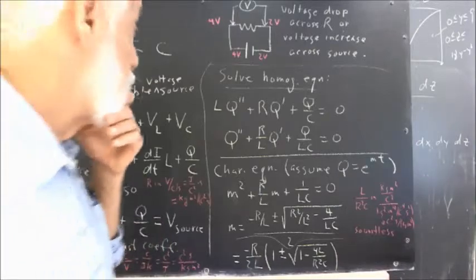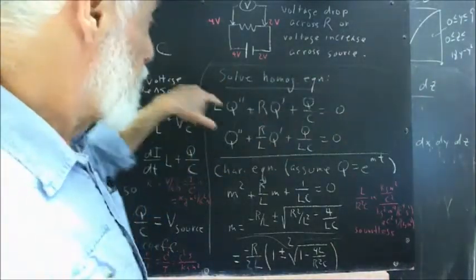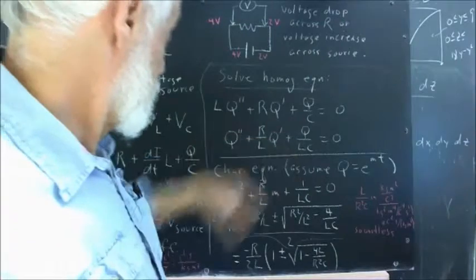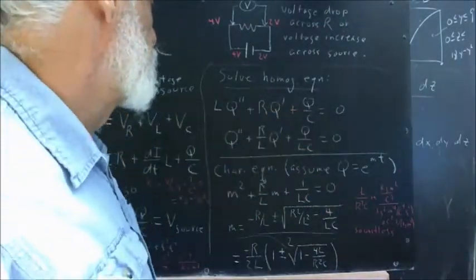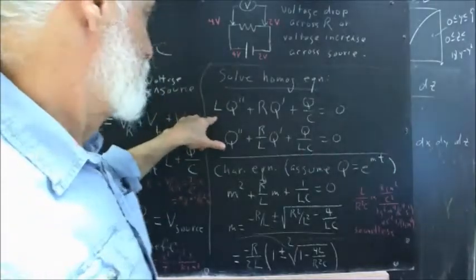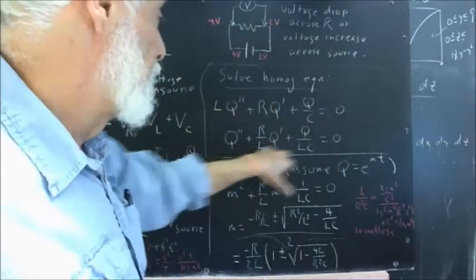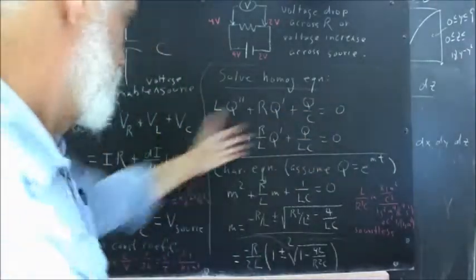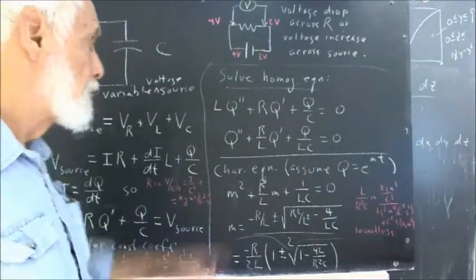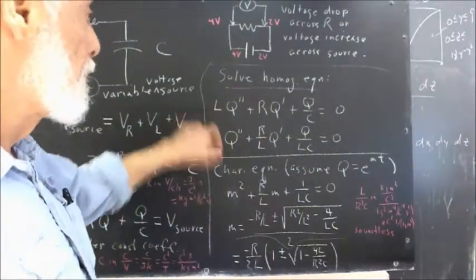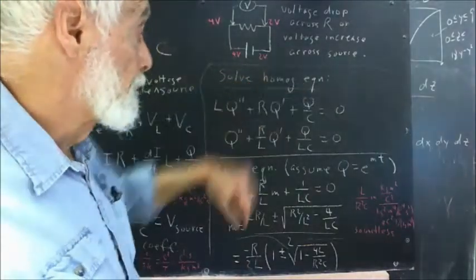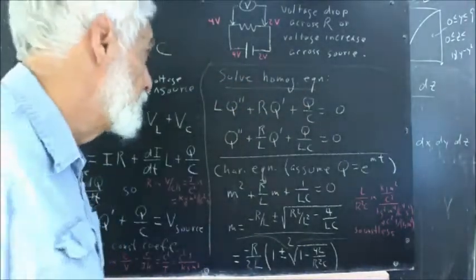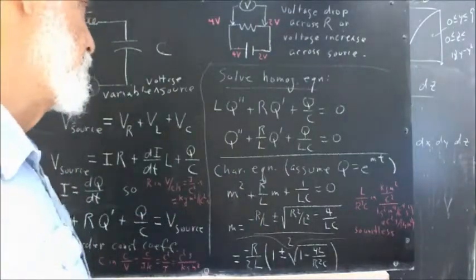Okay, so we start in any case not worrying about the source voltage function, but solving the homogeneous equation. Here's the equation. We divide both sides by L, and this is very straightforward. Of course, we can't do that if L is 0, but if L is 0, we just don't even have this term, and we just end up with a first order equation with an exponential solution, a real exponential solution.